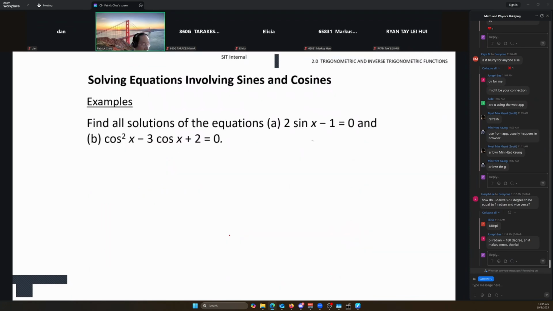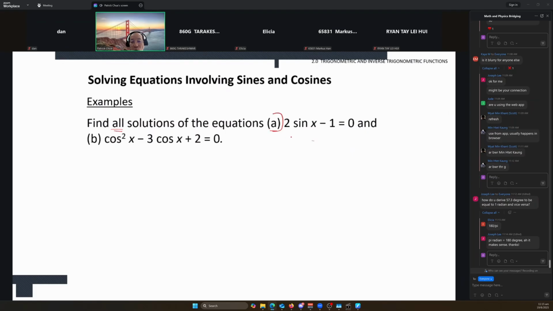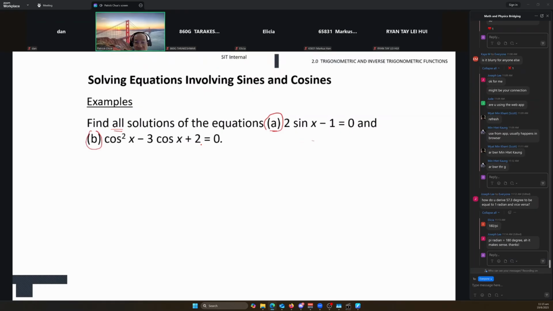All right. Let's solve some problems involving sine and cosine. In this example, find all solutions of the equation: A, 2 sine x minus 1 equals 0, and B, cos squared x minus 3 cos x plus 2 equals 0. I'll give you some time to solve this. In other words, find the final expression involving x. You can start now.